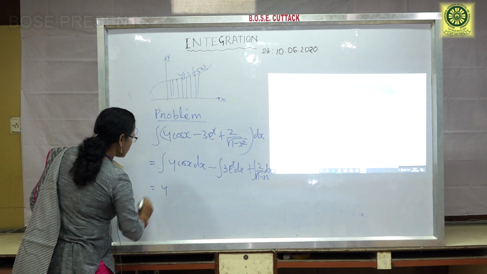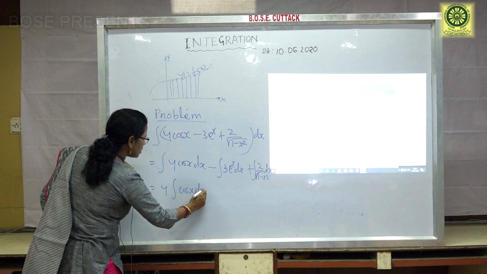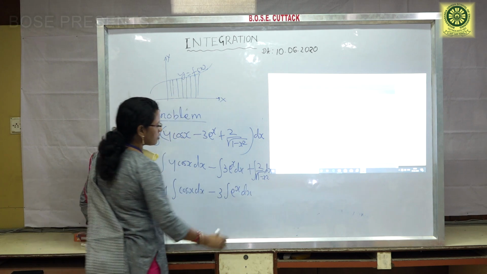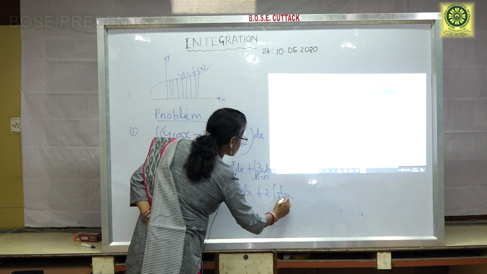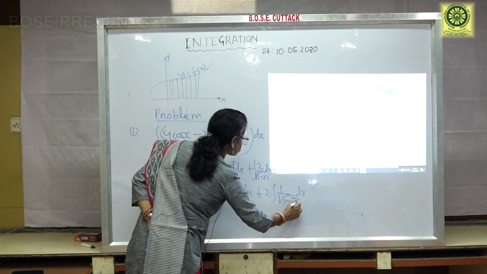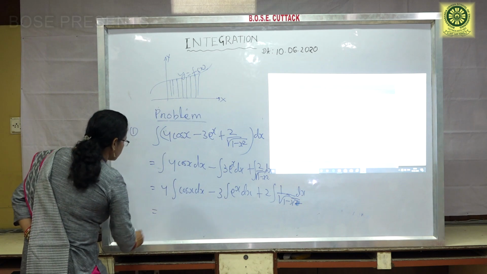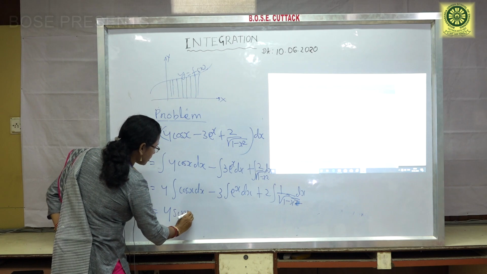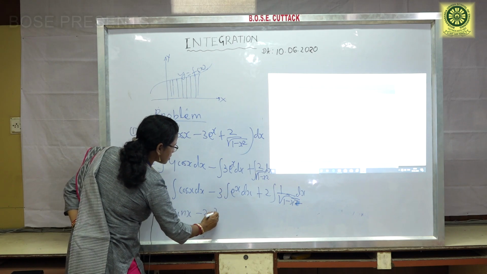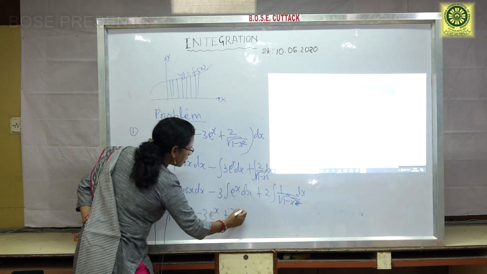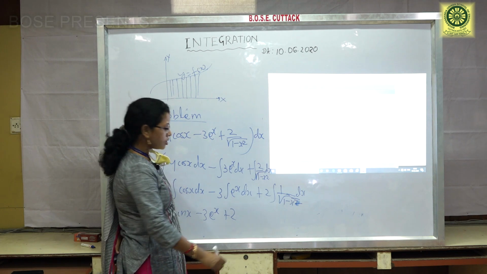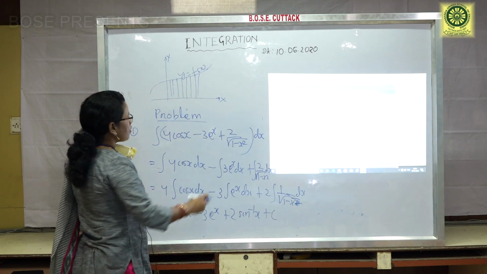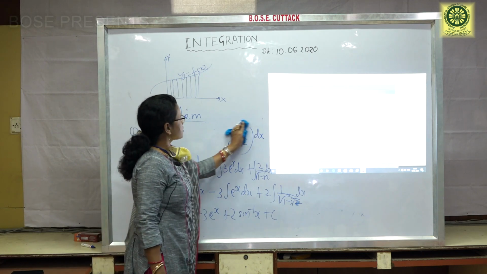Then just take 4 out of the integral sign, so you have this by using the algebra of integrals. Then take out 3 from the integral of e to the power x with respect to x, and take out 2 from the integral of 1 by root over of 1 minus x square. This equals 4 into the integral of cos x, which is sin x, minus 3 into the integral of e to the power x, which is e to the power x, plus 2 into the integral of 1 by root over of 1 minus x square, which is sin inverse x, plus the integrating constant.